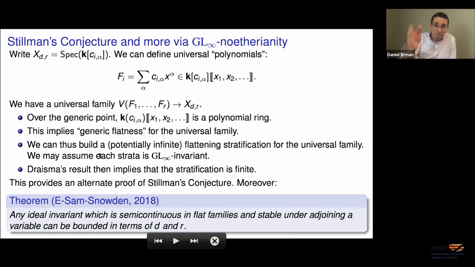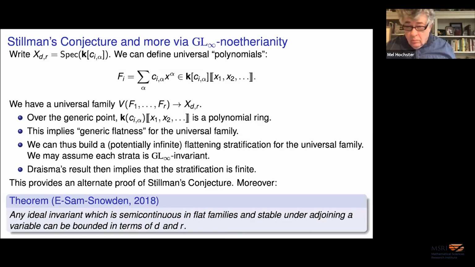And then you can use that to start building a flattening stratification. So taking this universal family and breaking up the base into strata, where over each stratum, the family is flat. And then since flatness will be unaffected by the GL infinity change of coordinates, you can assume the strata are GL equivariant. And then Draisma's result tells us that, in fact, this universal family therefore has a finite stratification. And this gives a kind of alternate way to leverage, in this case, this generalized Hilbert basis theorem to get bounds on things like Stillman's conjecture or related things.